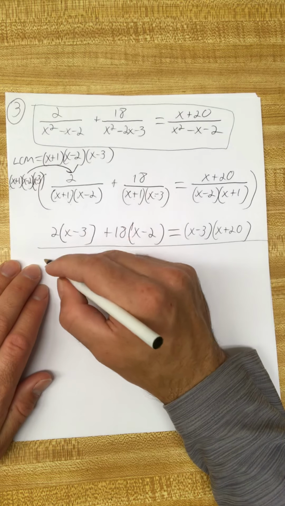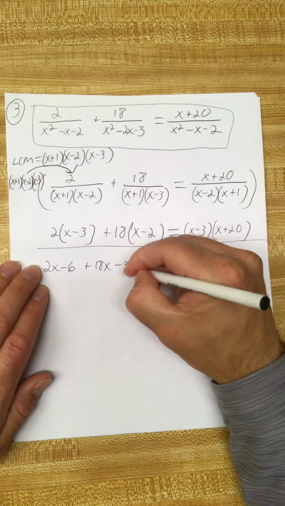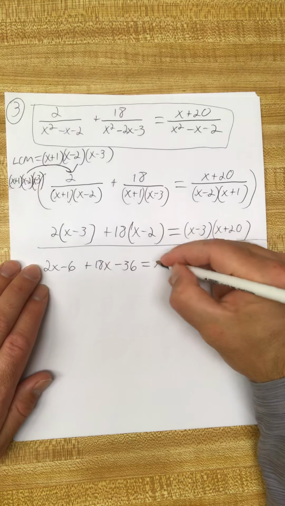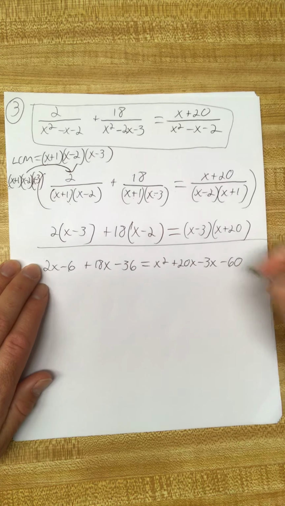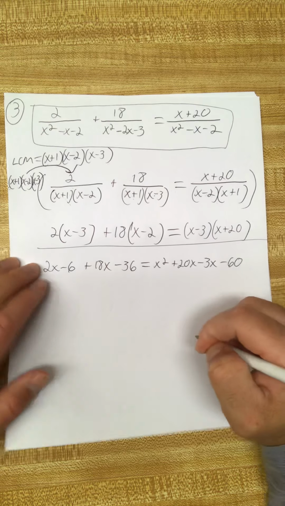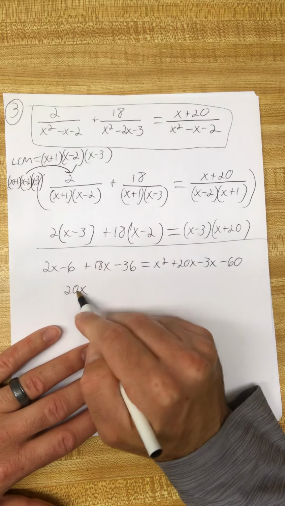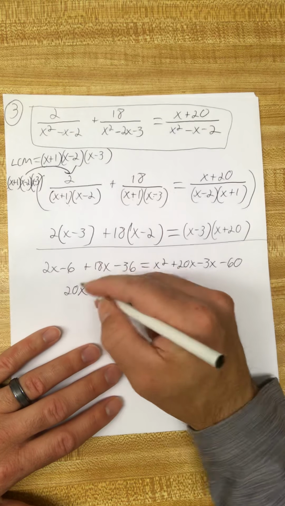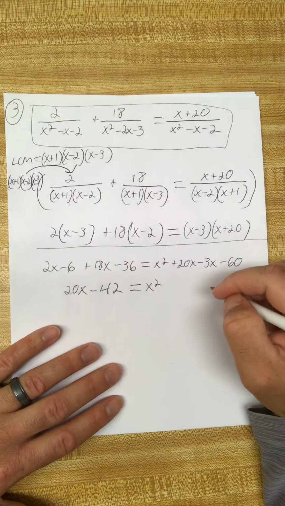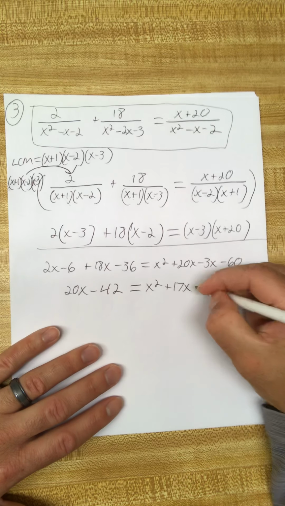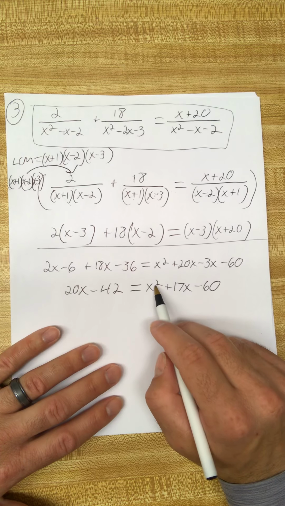So let's do some distributive property here. We're going to get 2x minus 6 plus 18x minus 36 equals x squared plus 20x minus 3x minus 60. So let's just combine some like terms here. 2x plus 18x is 20x. Negative 6 minus 36 is minus 42. Over here I have x squared plus 17x minus 60.